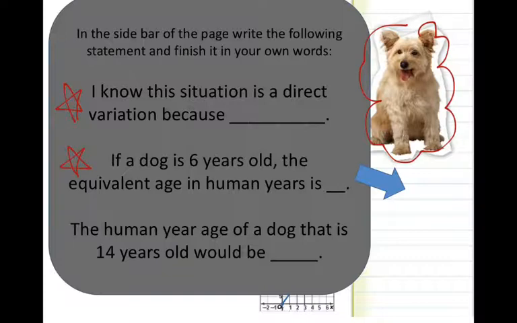The human year age of a dog that's 14 years old would be blank. So if you have a dog and somebody says, oh, the human age of this dog is 14, how old is the dog actually? Okay, so that's what we're asking here. We're not asking, if there's a 14-year-old dog, how old is he in human years? I'm saying, hey, your dog is 14 in human years. You tell me how old the dog actually is, like in dog years.